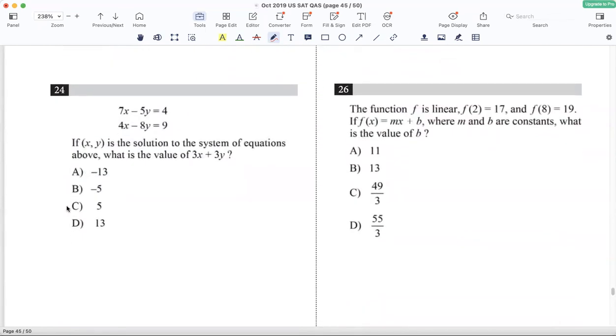If (x, y) is the solution to the system of equations above, what is 3x plus 3y? Okay, so if I subtract the second equation from the first equation, I get 3x plus 3y, right? Because plus 8 minus 5 is plus 3y is minus 5. So 3x plus 3y is negative 5.